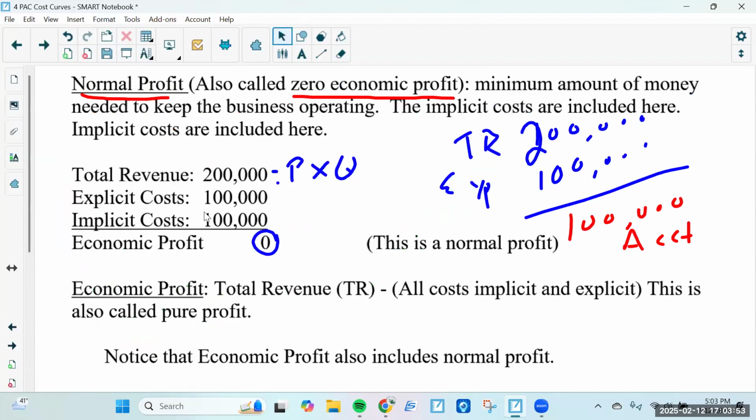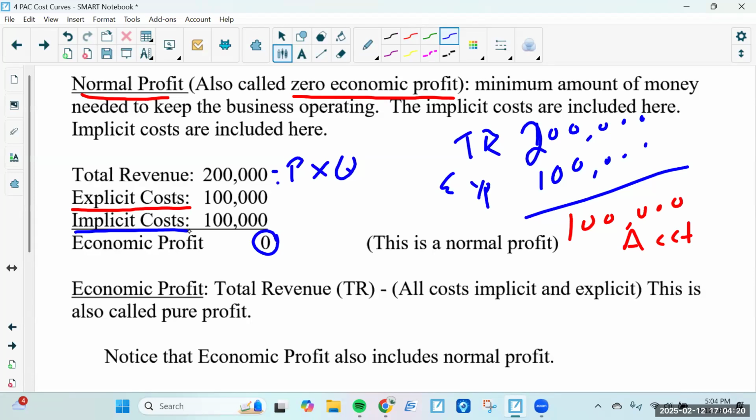Accountants only consider explicit costs, or costs that you pay others, things like your rent or paying for the inputs that you're using or paying for the labor, anything like that. Those you're paying to others. But economists worry about this thing called an implicit cost. An implicit cost is your internal cost. What are you giving up to run that business?